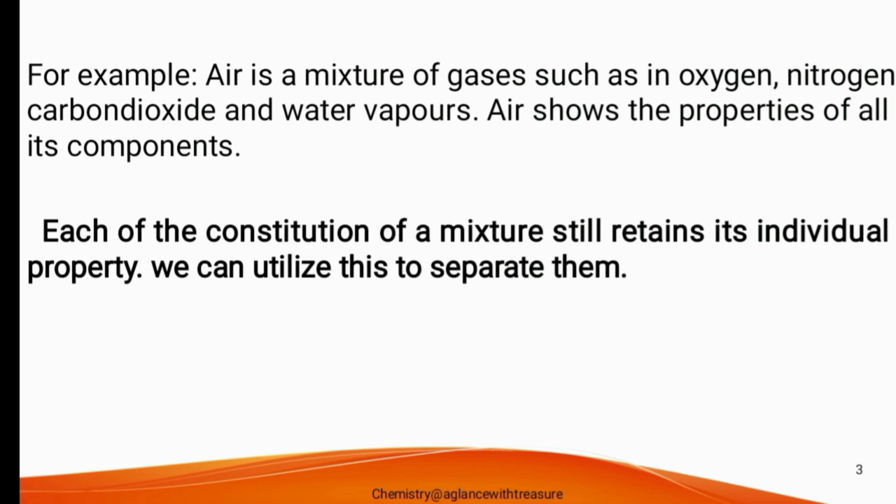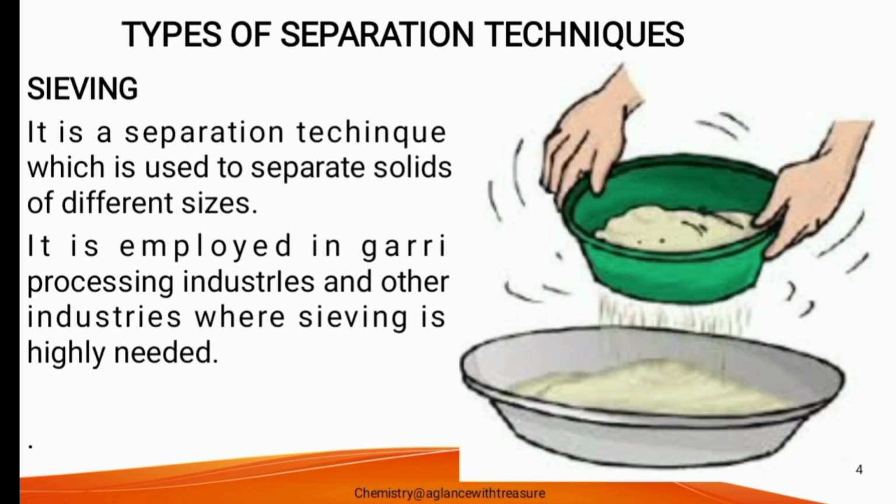For example, air is a mixture of gases such as oxygen, nitrogen, carbon dioxide and water vapors. Air shows the properties of all its components. This simply means that you cannot talk about air without talking about what it is made up of. Each of the constituents of a mixture still retains its individual property. Therefore, we can utilize this to separate them. Let's look at the types of separation techniques.